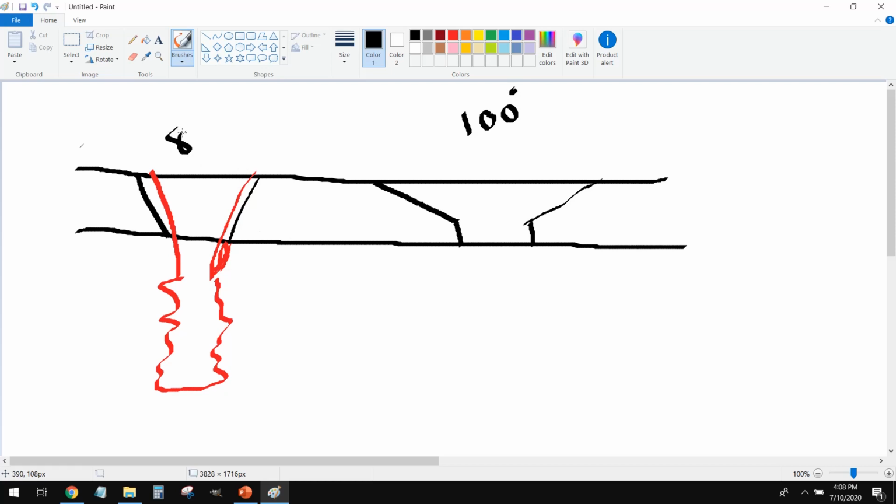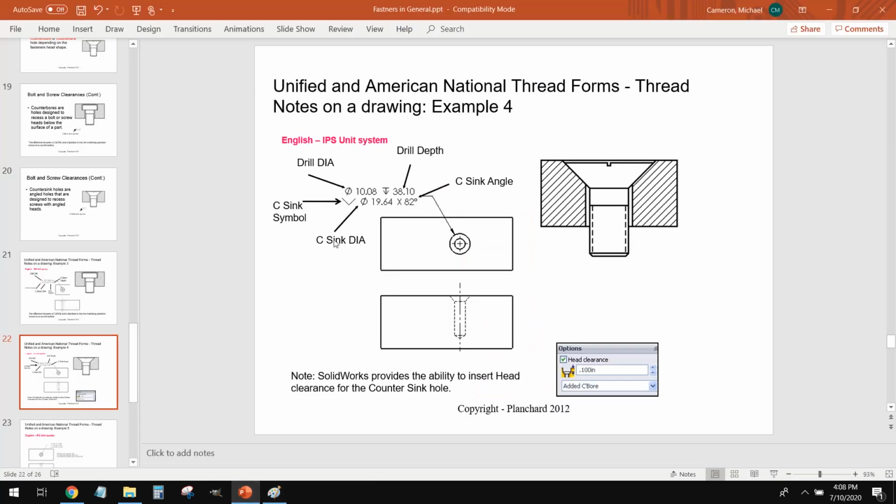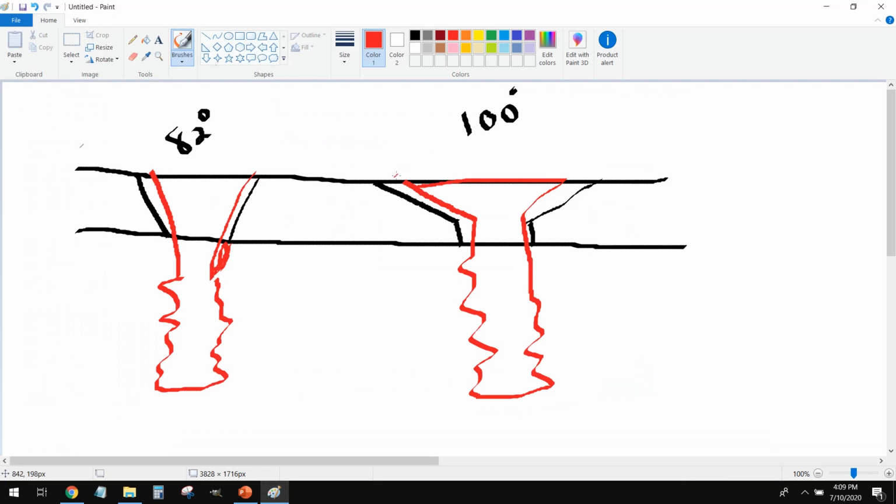So we have two options, 82, which is sort of the standard. And then when we're dealing with shallower parts, we'll put in a 100-degree head, and we'll have to buy screws that match that 100-degree angle. Right like that. So I hope that illustrates the difference, but almost always going to be 82 degrees. And then this number right here, this diameter, like I said, this is going to be the diameter at the widest point up here.